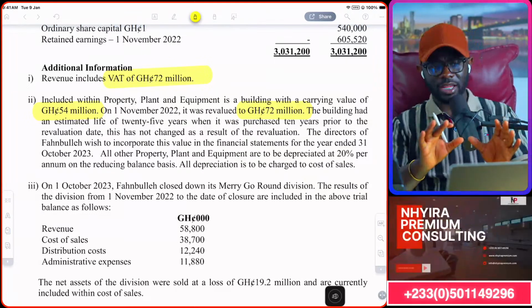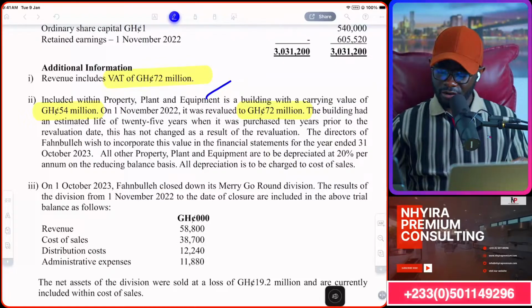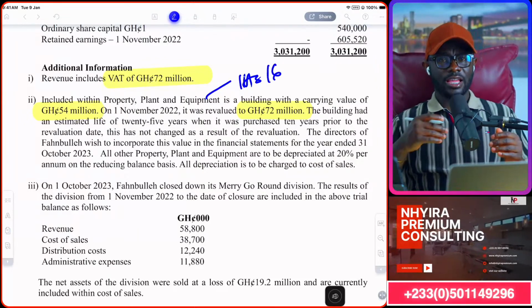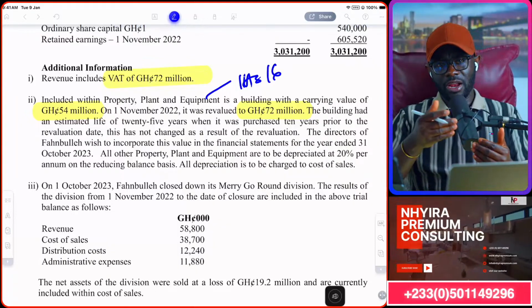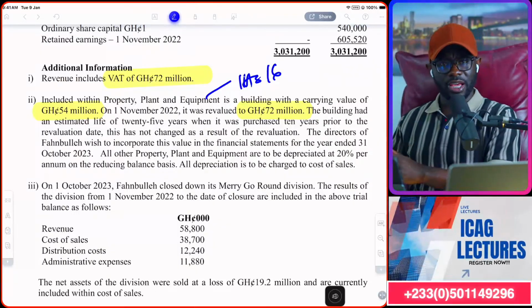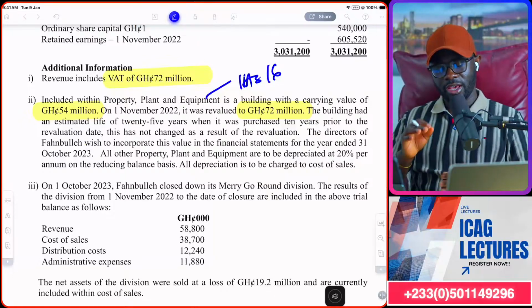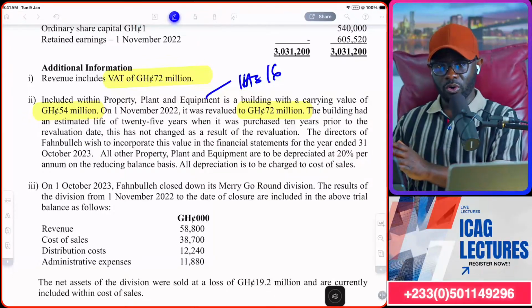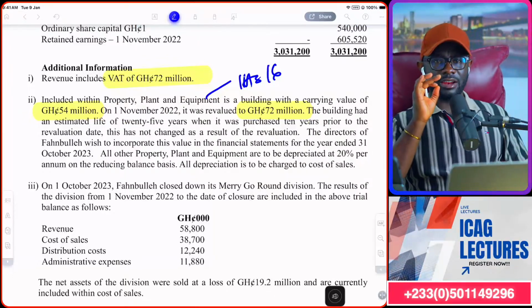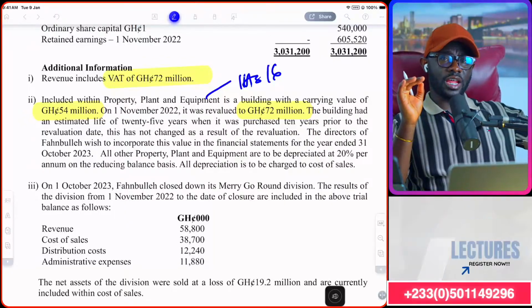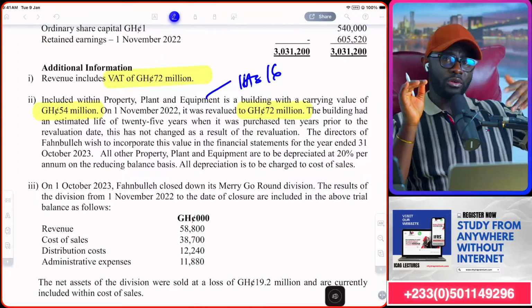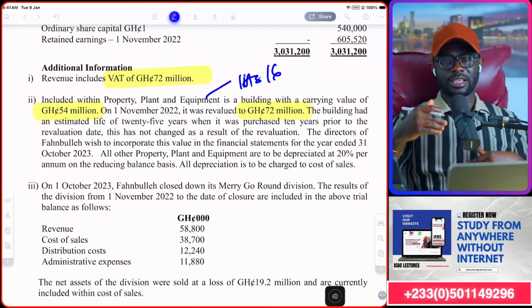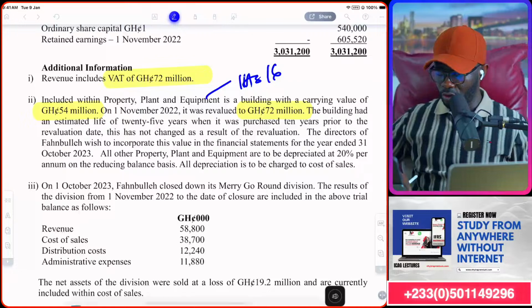So what is happening here? IAS 16, revaluation of assets. And when assets are revalued, the revaluation surplus will go to the OCI, unless the asset had previously suffered an impairment, then the revaluation surplus will be written off in P&L with the excess amount rather taken to the OCI.